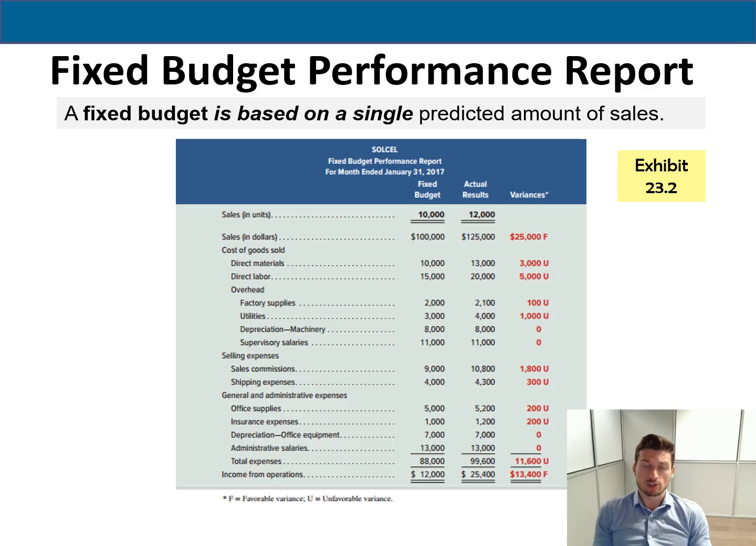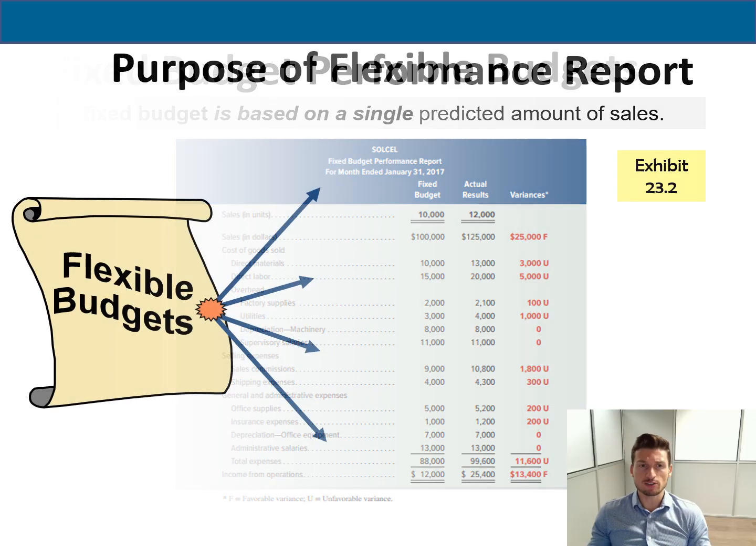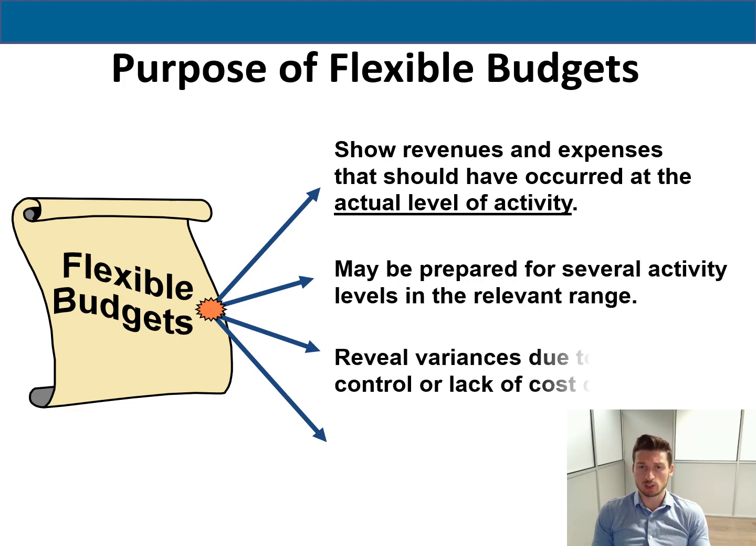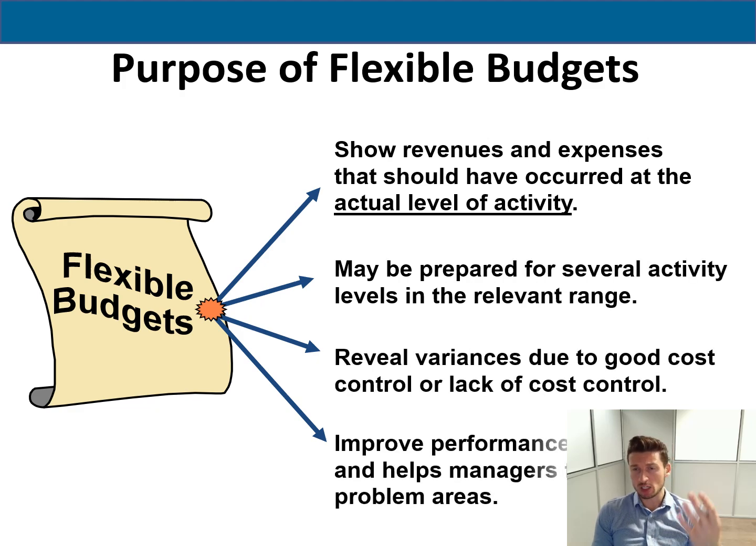As I told you, the problem is that we are comparing apple to banana, which means that we have different units of sales: 10,000 budgeted, and the actual results are for 12,000. For this reason and for this purpose, we have another tool, which is called flexible budgets. Flexible budgets actually show you your revenues and expenses at a level very close to your actual level of activity.